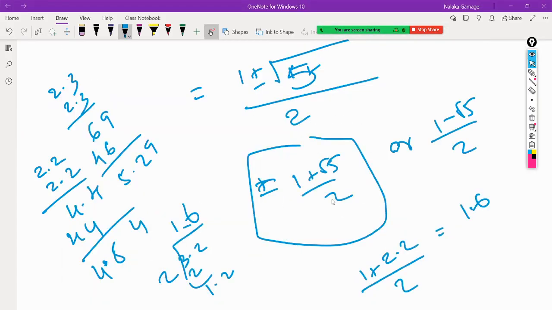If you take 2.3, what happened? Because it must be greater than 2.2, less than 2.3. 2.3 plus 1 is 3.3. 3.3 divided by 2 is 1.65. So the answer must be between 1.6 and 1.65.